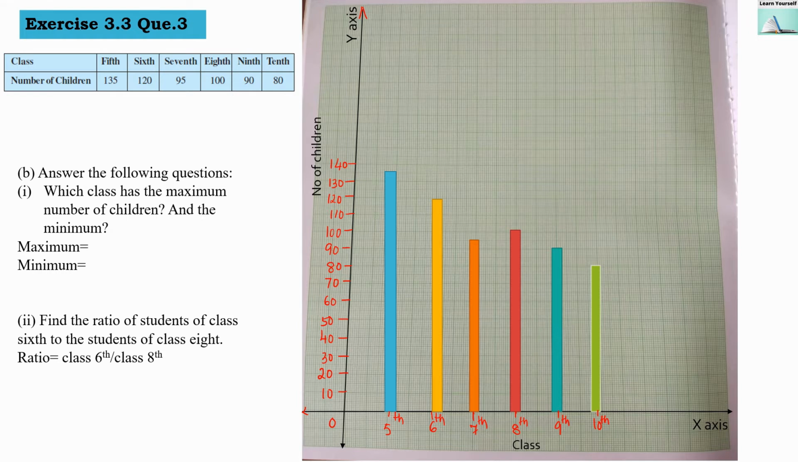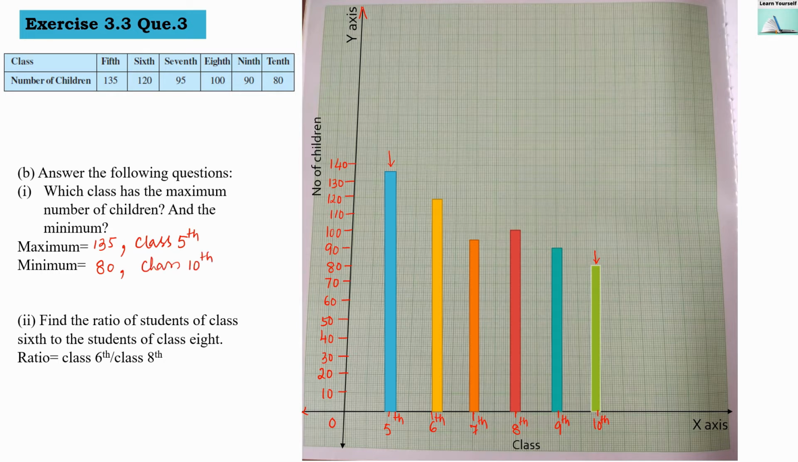Question 1 is, which class has the maximum number of children and the minimum? So here from the bar graph we can see that the maximum number of children are there in class 5, whereas the minimum number of children are there in class 10, that is 80. So here we are going to write that the maximum number of children are 135 and they are in class 5, whereas the minimum number of children are 80 and they are in class 10th.